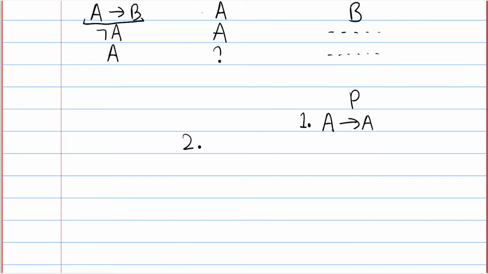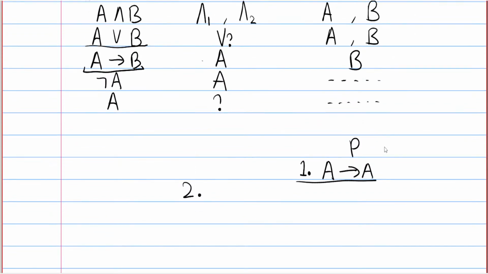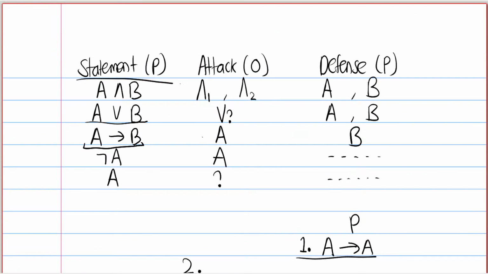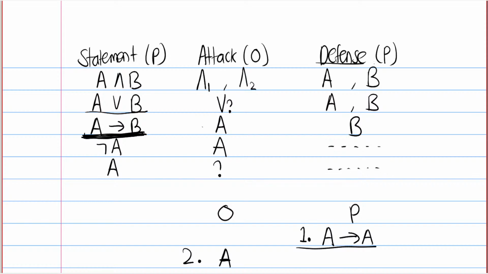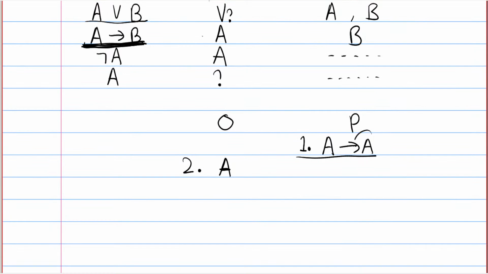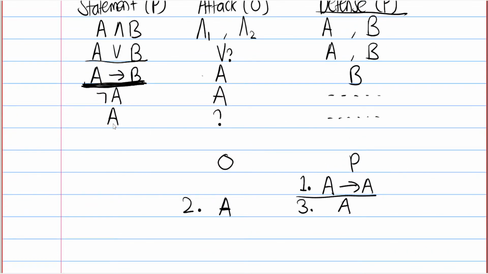Right, so how do we attack an implication statement? P just said something of the form of an implication, right? So the attack that O gives is whatever's on the left-hand side of the implication. So the attack that O gives is A, right? And now the defense has to be whatever's on the right-hand side. So in this case, it is A as well, right? P just says A.